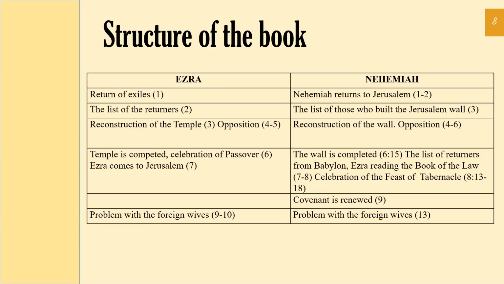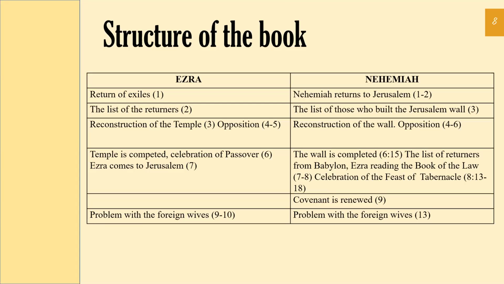For example, in the book of Ezra, chapter 1 is the return of the exiles, and in the book of Nehemiah, Nehemiah returns to Jerusalem. In the second chapter, we have the list of the people who returned. And in the third chapter of Nehemiah, we have the list of those who built the Jerusalem wall. After that, we have reconstruction of the temple and opposition, and we have a very similar reconstruction of the wall and again opposition.